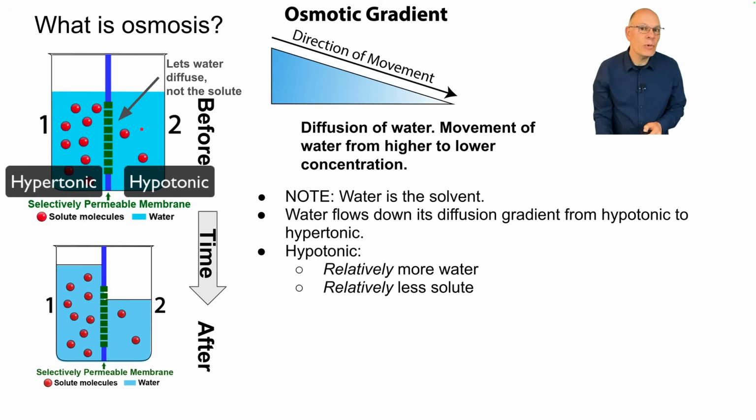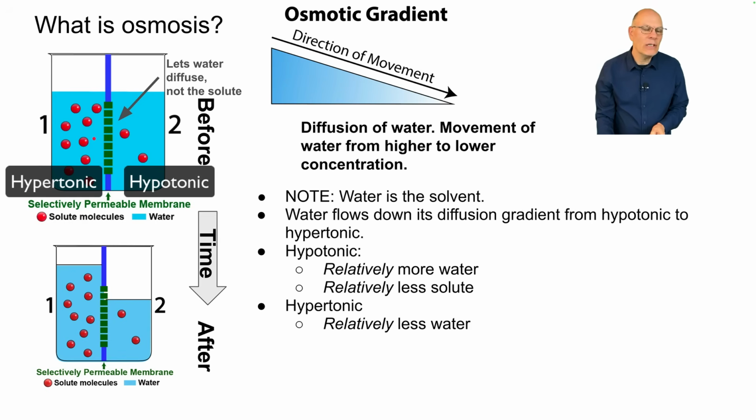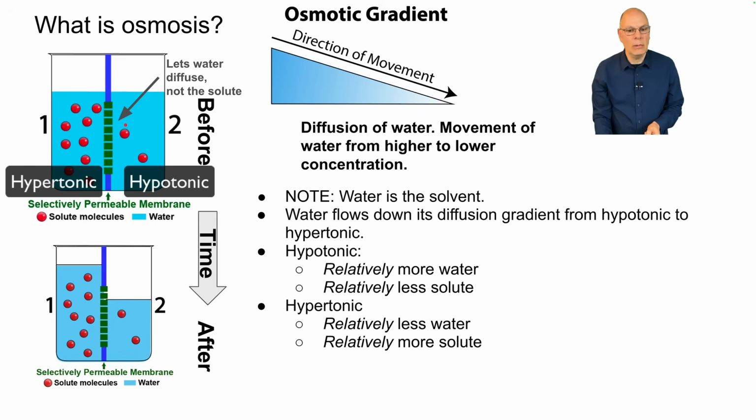It has a higher percentage of water molecules. It has a lower percentage of solute molecules. This side is hypertonic, and that means that it has relatively less water, a lower percentage of water molecules, and a higher percentage of solute molecules. But that's this compared to this. Now, what is that going to do? That's going to have water move down its concentration gradient, which means it'll move from here to here.